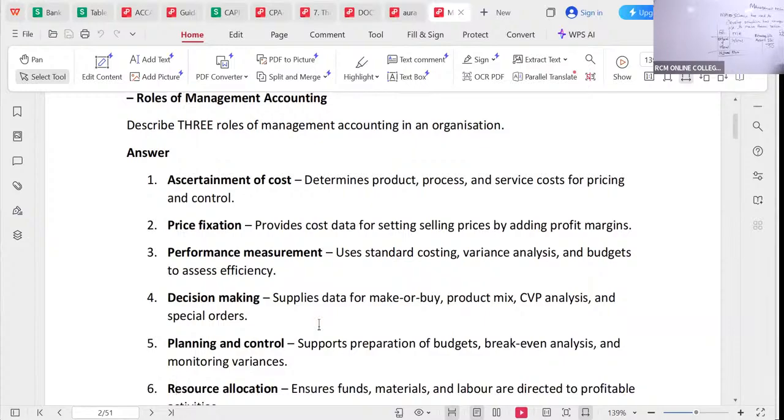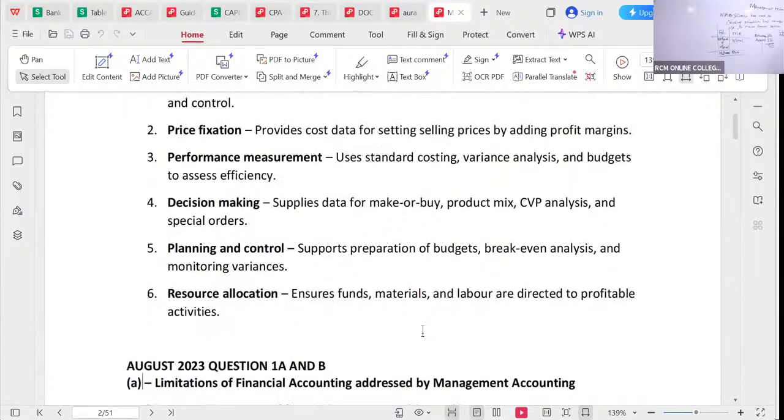We have decision making, which supplies data for make or buy, product mix, CVP analysis and special orders. Planning and control supports preparation of budgets, break even, and the monitoring of variances. Don't worry about those big terms; you'll be able to capture them as we move on with the syllabus. Resource allocation ensures funds, materials, and labor are directed to profitable what here, activities.